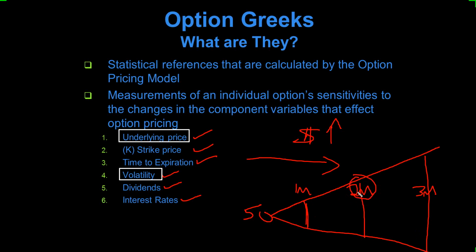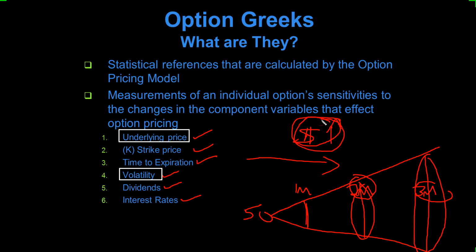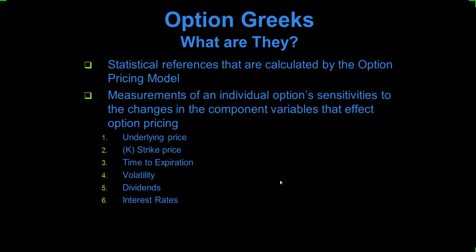If you go out 2 months, it's a wider range. We're going to account for that wider range by charging more for the option contract. If you go out 3 months, it's an even wider range. We're going to account for this wider range in the price of an option contract. All the way down to right here where it's 1 day, it's a tighter range. We're going to account for that with the cost of an option contract. So that's time to expiration.